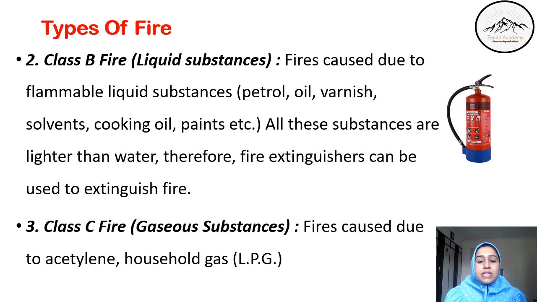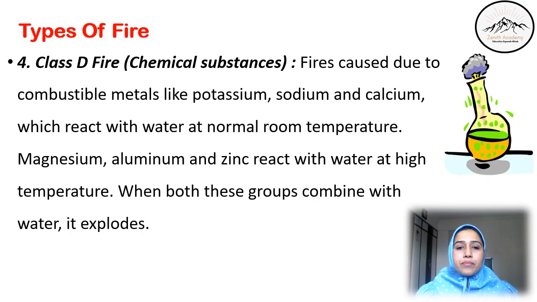Third one is class C fire, fire that occurs due to gaseous substances like acetylene, household gas, that is LPG, CNG. There is a leakage in these gases, and then fire occurs on a huge scale. So that is classified as class C fire. Next one is class D fire. This occurs due to chemical substances.